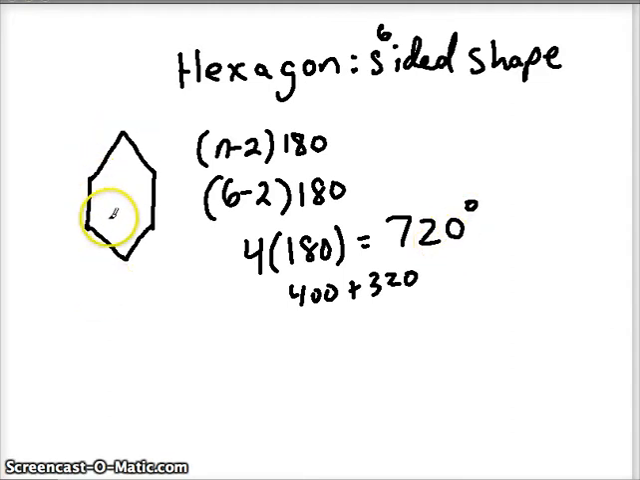Again, draw your triangles. Doesn't matter how you draw them. Let's draw from that vertex to that vertex. There's a diagonal. There's a diagonal. There's a diagonal. So we got 1, 2, 3, 4 triangles. Well, that's what we ended up with after we did number of sides minus 2. And we multiplied that by 180.